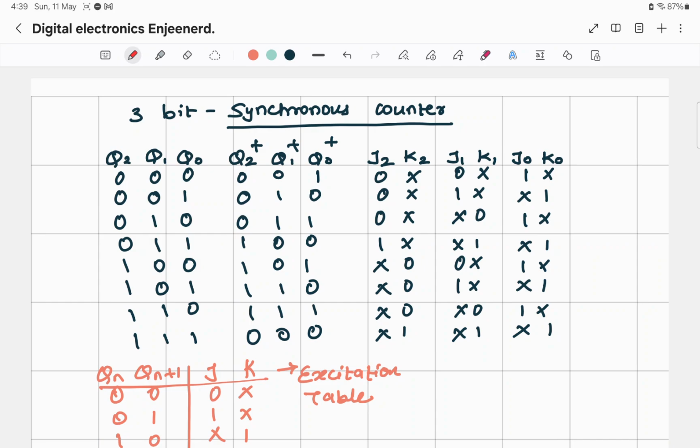In this video, we'll be seeing what is a synchronous counter. So what we are designing is a 3-bit synchronous counter, and this is an up counter, which means it is going to count from 000 up to 111.